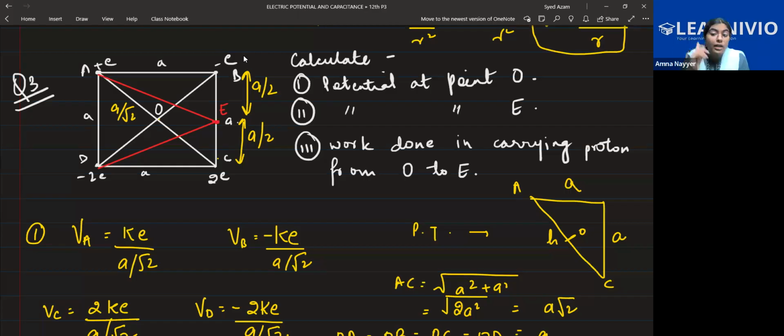That's it. Now, class, if a question comes, it can come like this: work done in carrying all this thing directly without mentioning these.